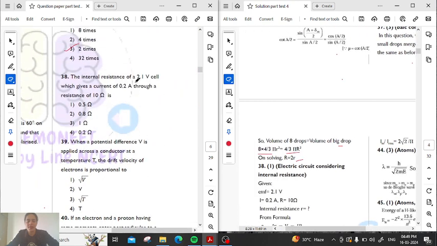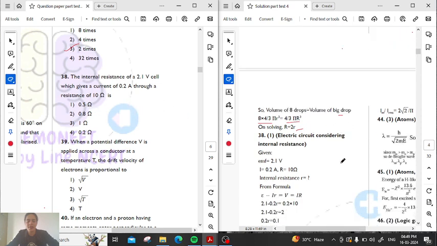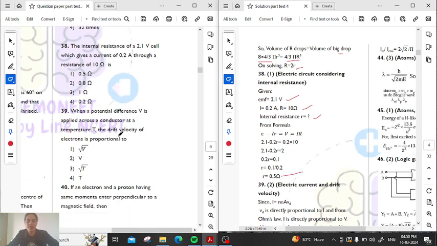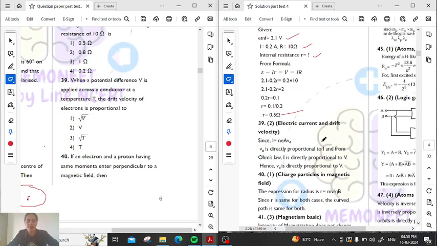The internal resistance of 2.1 volt cell which gives a current of 0.2 ampere through a resistance, this is internal resistance दे दिया आपको, and the current is through a resistance is what? Question is from electric currents considering the internal resistance. EMF is given, I is given, internal resistance we need to find out. Directly put the formula which is E is equal. This is the directly formula. Substitute the values and get the required answer. Nothing specific doing here.